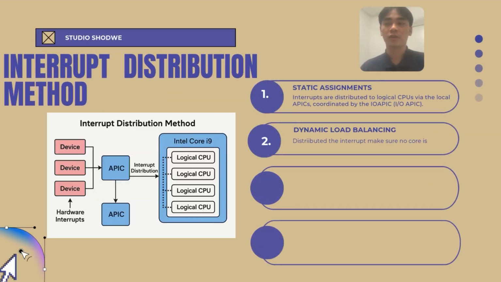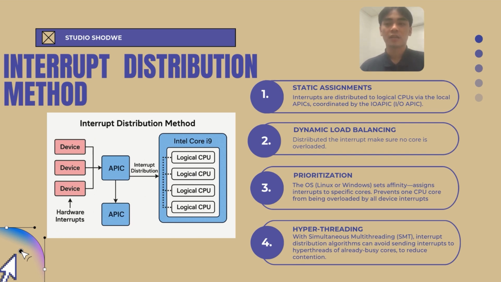So next, we move on to the interrupt distribution method. As you can see in the diagram, it explains how the interrupt distribution method works. It comes from a device, and then you move on into the APIC, and the interrupt is distributed to each logical CPU. So the first method is static assignments. Interrupts are distributed to logical CPUs via the local APICs, coordinated by the I/O APIC. And the second one is dynamic load balancing. Distributing the interrupts makes sure no core is overloaded.